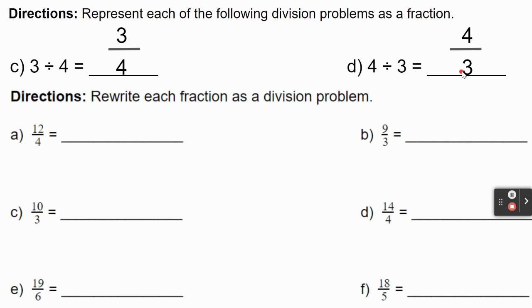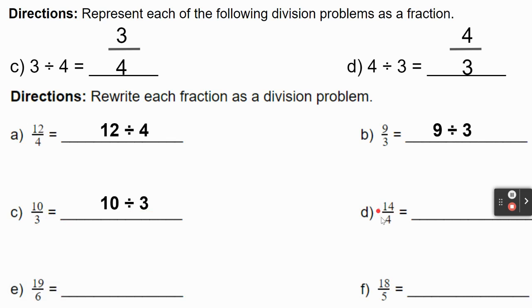So let's try to rewrite each fraction as a division problem. Here we have 12/4, which is the same as 12 divided by 4. For B, we have 9/3, which is the same as 9 divided by 3. Here we have 10 thirds, which is the same as 10 divided by 3.